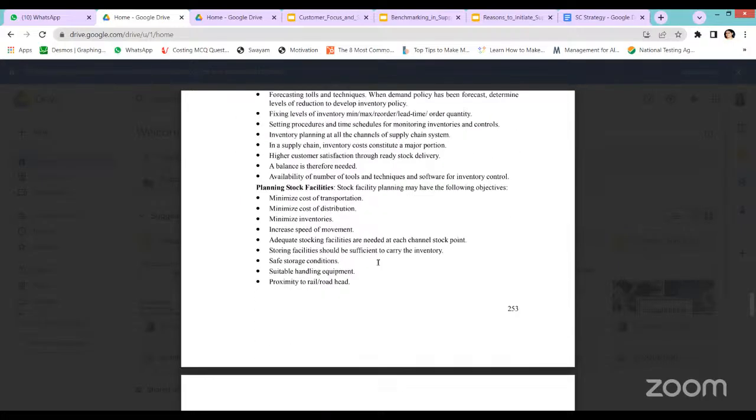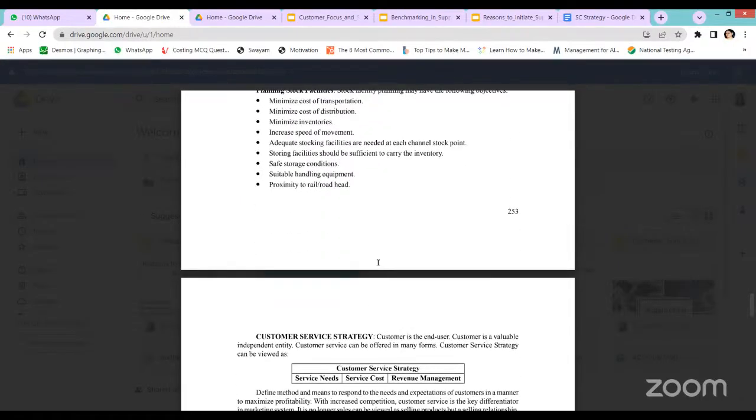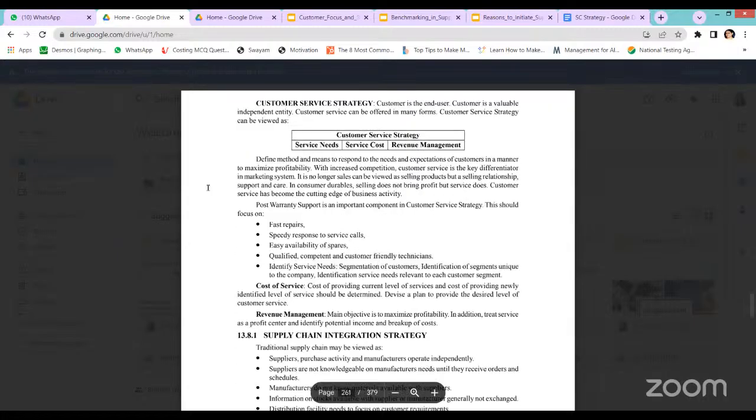The last one, but not least, and which is more important, is customer service related issues. How does the company handle these issues and what kind of strategies does it adopt? Customer service strategy is important because the customer is the end user, a more valuable independent entity. The more you satisfy your customer, the more successful your business is. That is what we said.